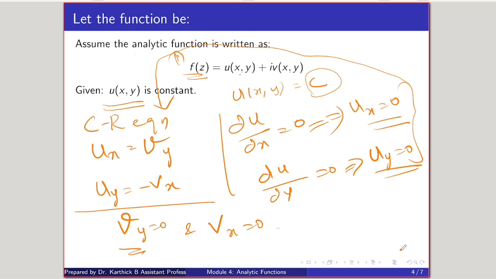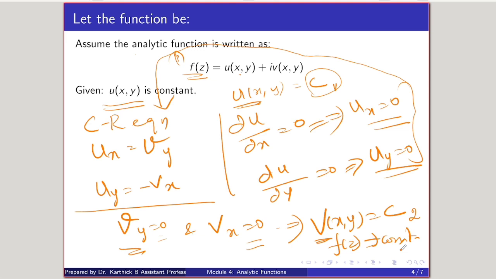So if I differentiate the function v with respect to x and y, I get 0. What does it represent? The function v of x comma y is also a constant function. If I assume u is c1, then v will be c2. This is our assumption: if u is a constant, then v is also a constant function. If u and v are constant, then definitely f of z will be a constant because it is the sum of both the terms. Any constant complex number is a constant, no? So definitely f of z will be a constant.